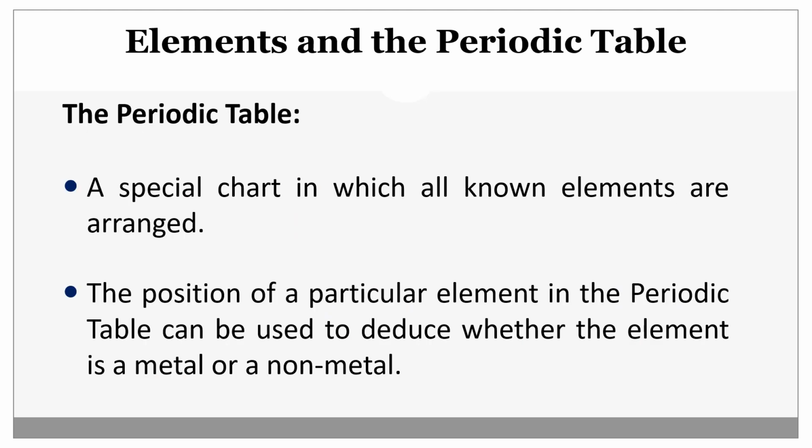Elements and the periodic table. The periodic table is a special chart in which all known elements are arranged. The position of a particular element in the periodic table can be used to deduce whether the element is a metal or a non-metal.